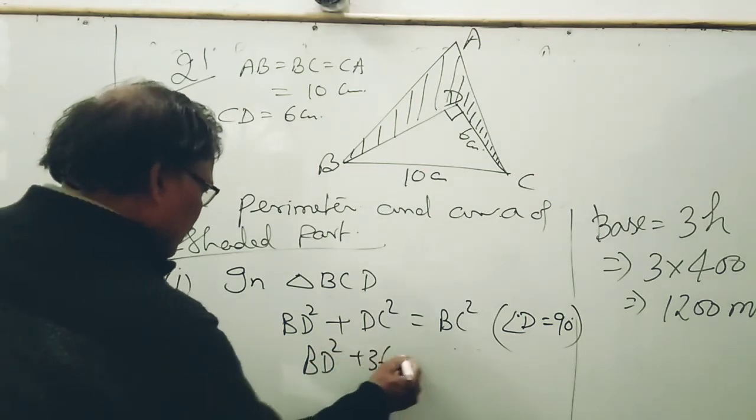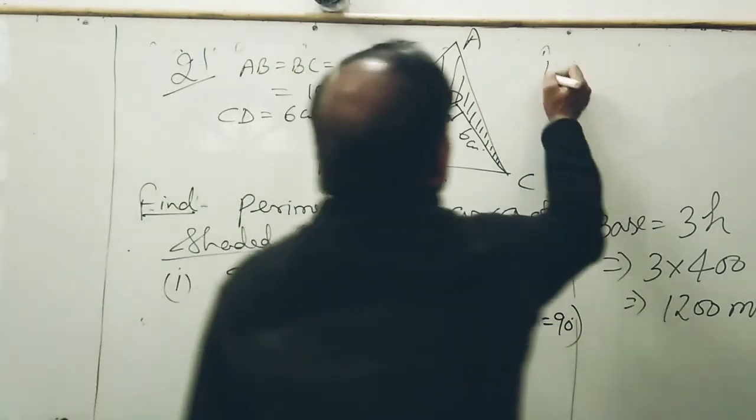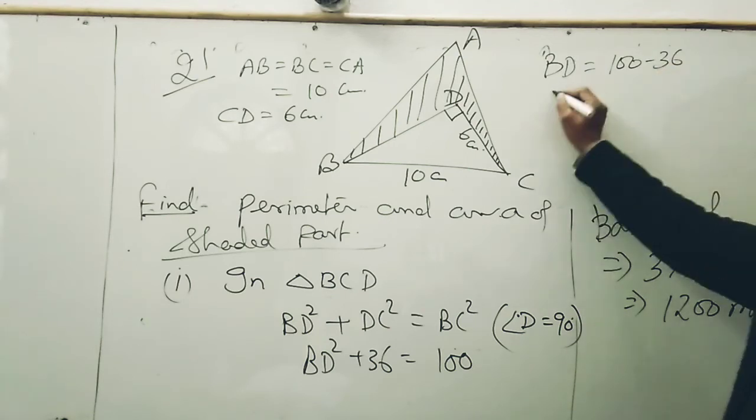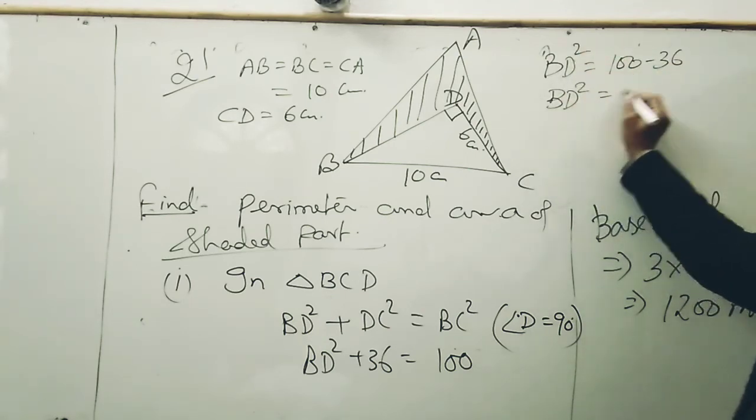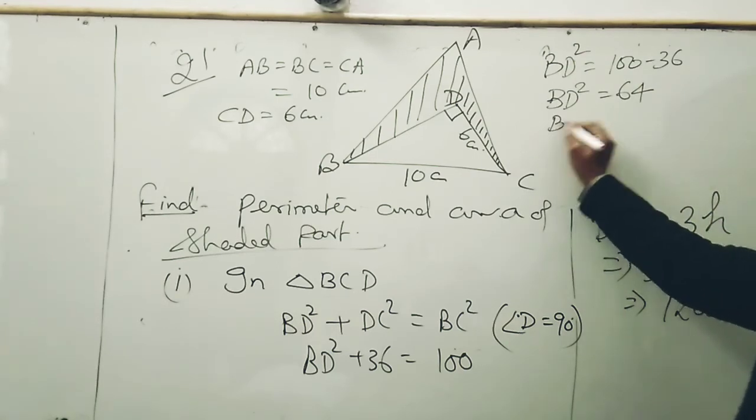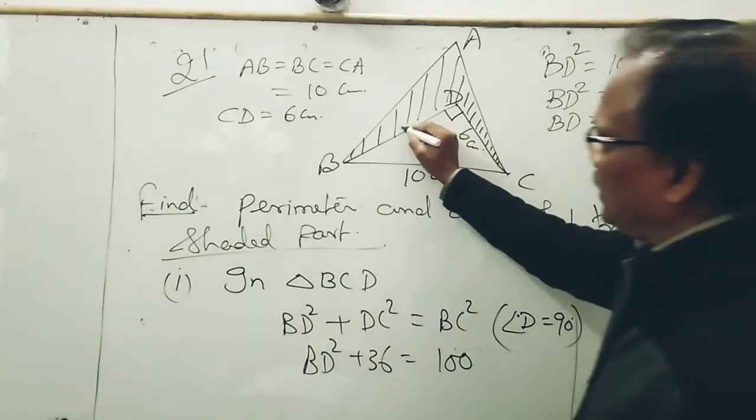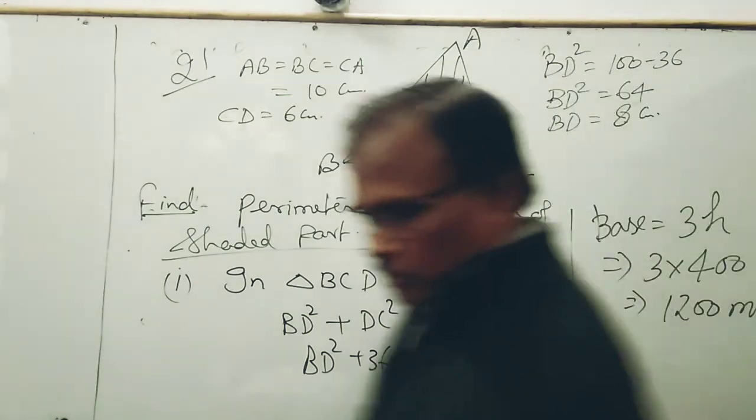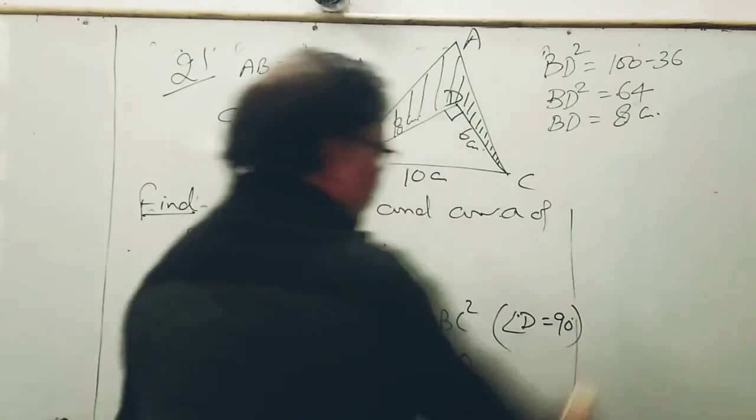6 स्क्वायर मींस 36, BC मींस 10 स्क्वायर मींस 100. So what will be the BD? 100 minus 36 are BD square. तो BD square is equal to 64. तो BD is equal to 8 centimeter. This is 8. First of all, you have to find the sides. तो ये साइड तो निकल आई.